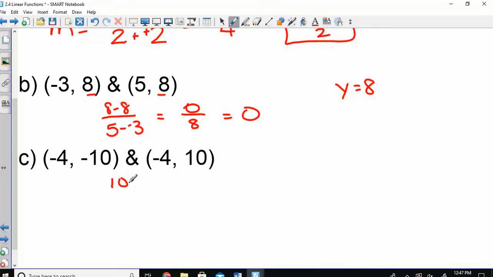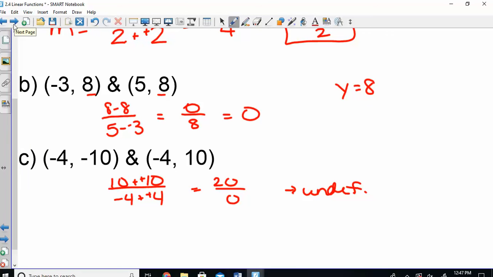Change in y over change in x. So 10 minus negative 10 over negative 4 minus negative 4. So we get a 20 divided by 0, which is undefined. So what kind of line is that? Vertical. What would the equation be? X equals negative 4. Good. All right. Just a couple more examples and then I'm done for today.